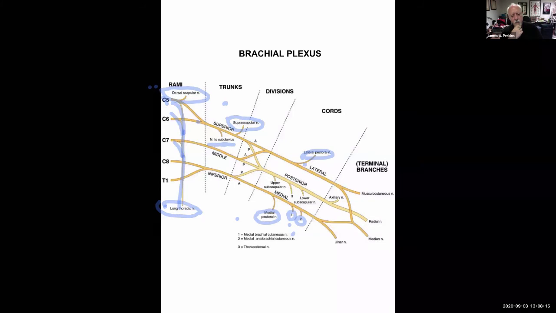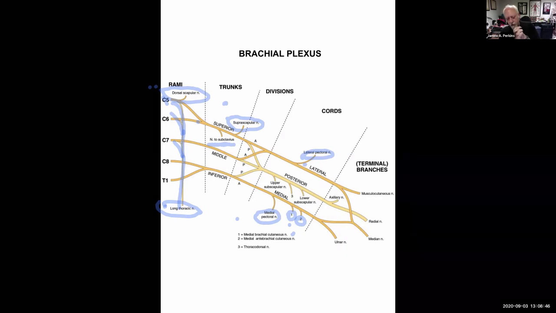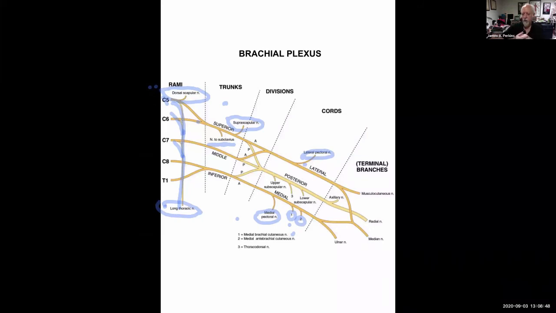But the medial brachial cutaneous nerve, number 1 here, is a sensory nerve to the skin on the medial surface of the brachium. The brachium is the proper anatomic term for the upper part of the arm. So the region of the arm between the shoulder and elbow is known as the brachium. So the skin on the medial surface of the brachium is innervated by this number 1 here, this medial brachial cutaneous nerve. So that would be the skin of the upper part of the arm that's facing towards the body or in contact with the body.